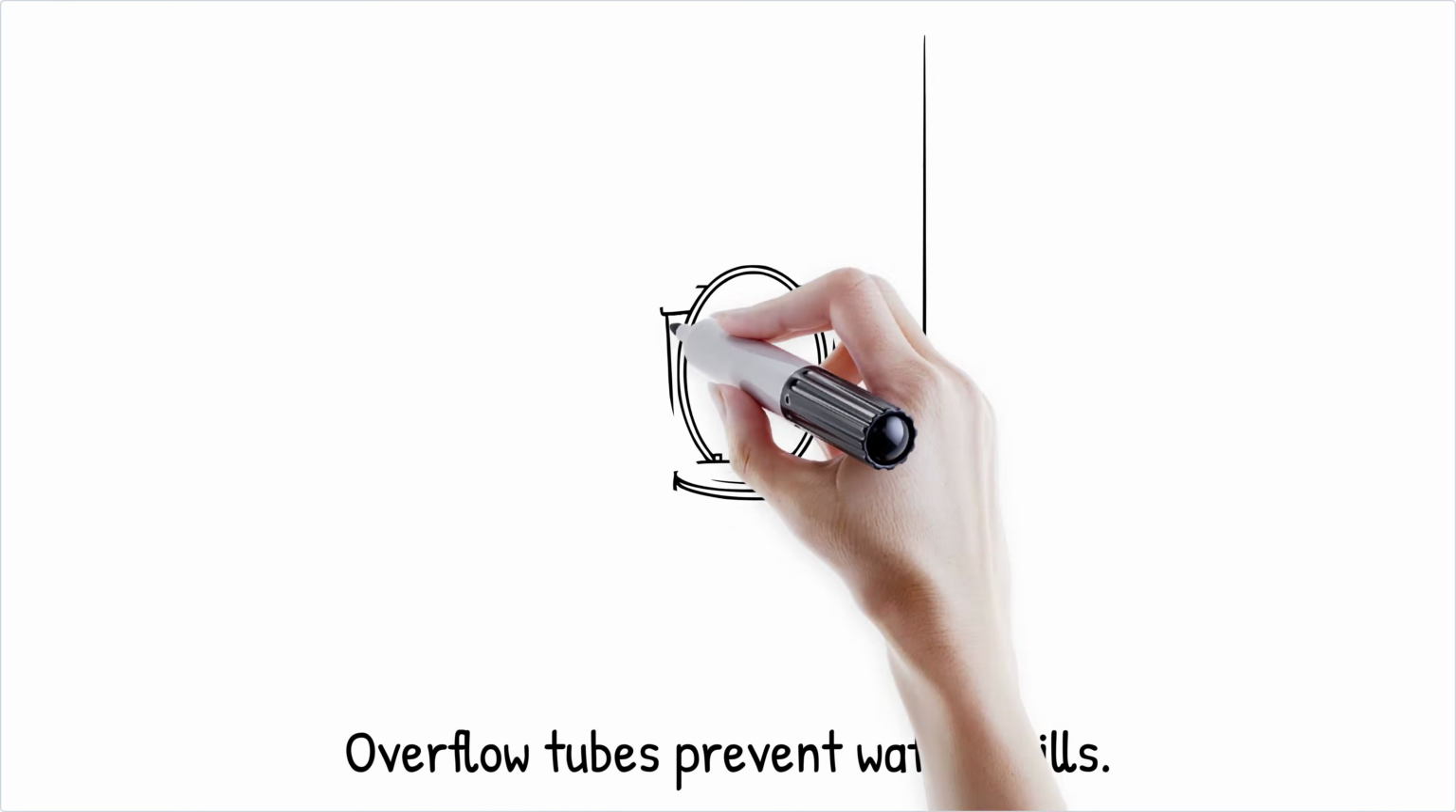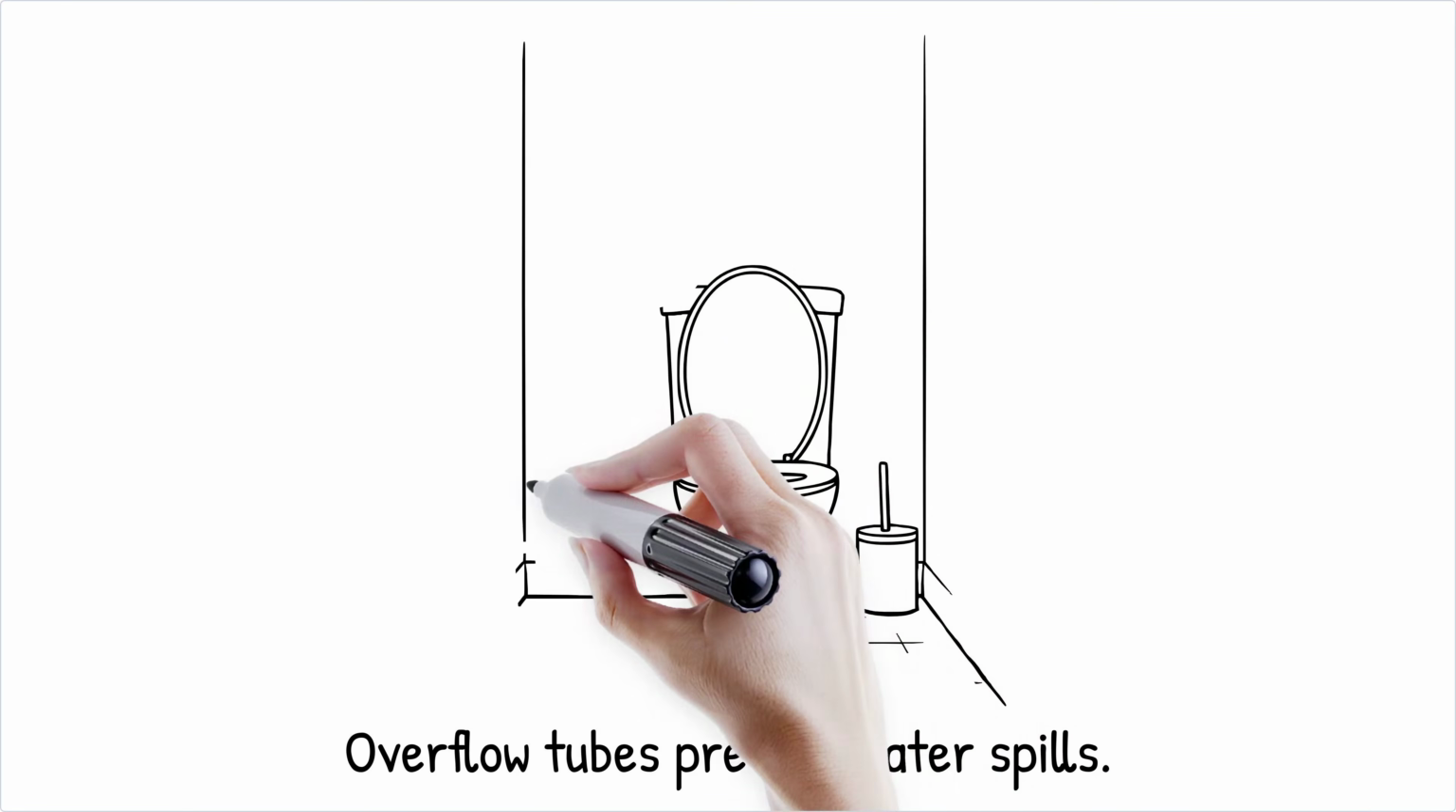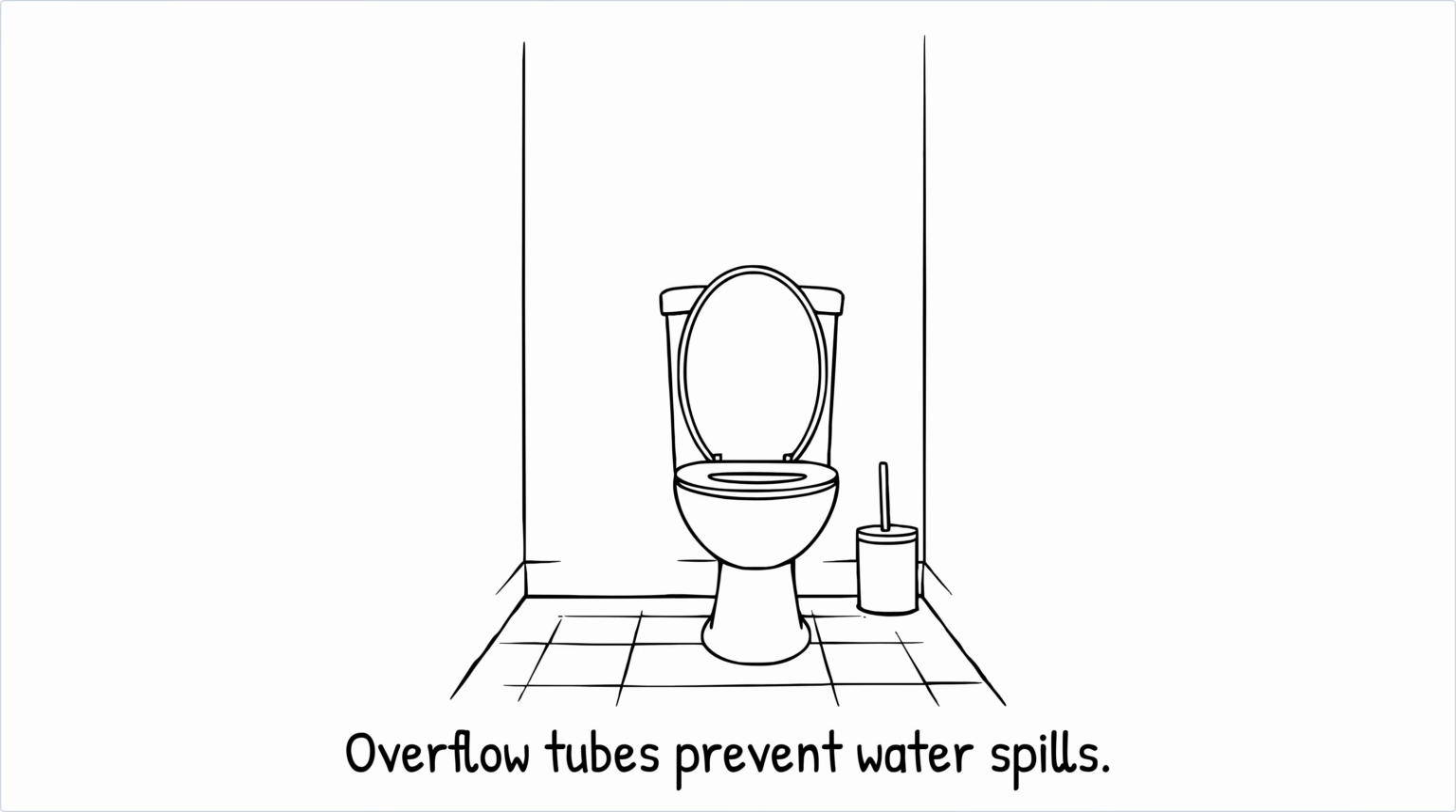This entire process is aided by gravity and water pressure, showcasing ingenious simplicity. Furthermore, toilets have overflow tubes, a safeguard against potential overflows. If the fill valve malfunctions, excess water overflows into the bowl through this tube, preventing messes and wasted water.